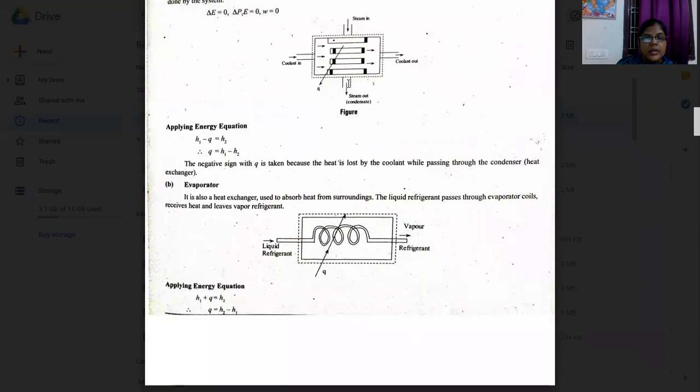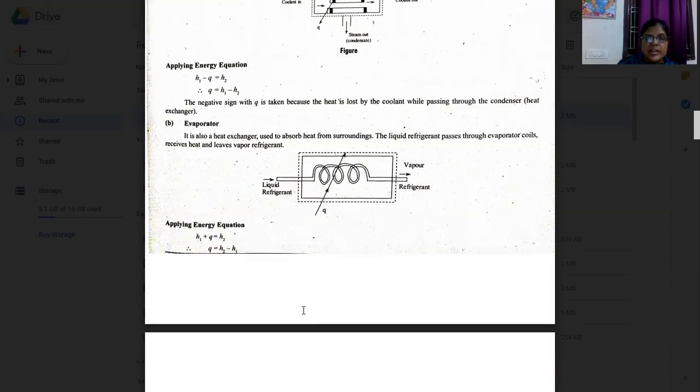If you take the evaporator, it is also a heat exchanger, used to absorb heat from the surroundings. The liquid refrigerant passes through the evaporator coil, receives heat and leaves as vapor refrigerant. Here a liquid refrigerant is passing through the heating coil, heat is absorbed, and finally we get vapor refrigerant. Liquid is converted to vapor. So what is the heat transfer? H1 plus Q is equal to H2, so Q is equal to the difference of enthalpy. For a condenser, Q is equal to H1 minus H2. For an evaporator, Q is equal to H2 minus H1.